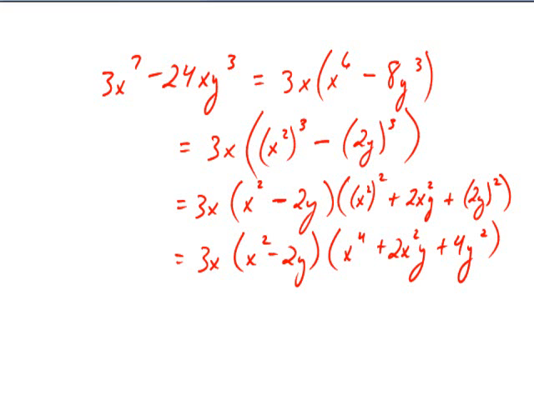So remember, for binomials, if we have the special cases of the difference of squares, the difference of cubes, or the sum of cubes, we can follow these patterns to factor them down. Remember also, always try to factor out a monomial first.